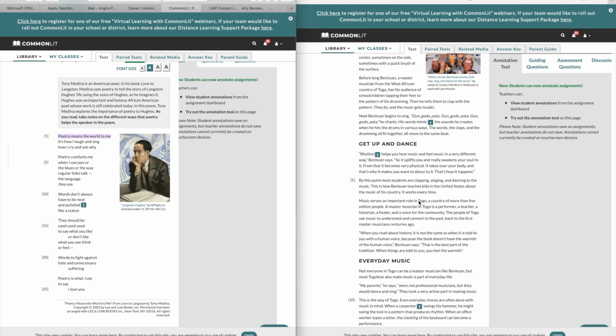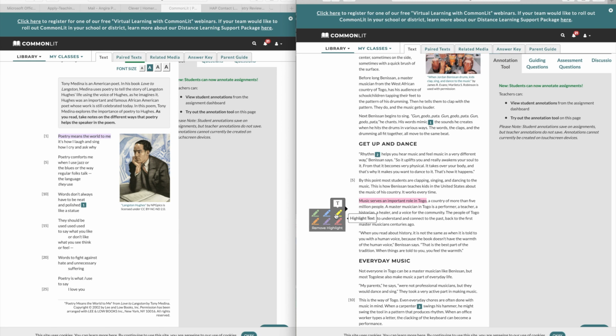Music serves as an important role in Togo. Oh, maybe this is something. So I'm going to highlight this. Music serves as an important role in Togo, a country of more than 5 million people. I'm going to just do the first part. Makes me think this could be important.